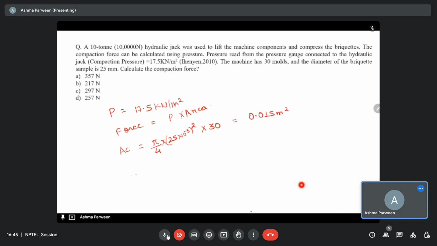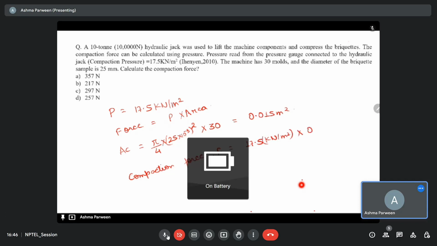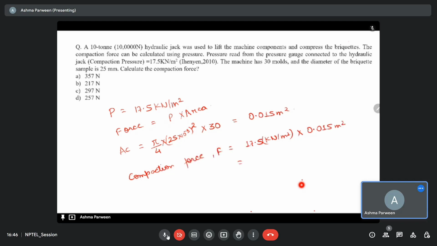So the compaction force will be 17.5 kilonewtons per meter square into the contact area, which is 0.015 meter square. So it's coming out to be 0.2625 kilonewtons. So if you multiply it by 1000, it will be 2.5 newtons.